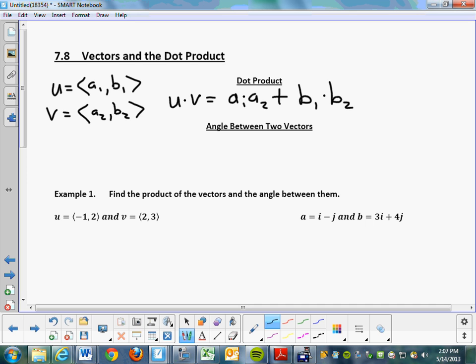It's hard to describe really why you would use the dot product until we see an application for it. And really the application comes when we want to try to find the angle between two vectors. And the angle between two vectors can be defined as follows. We'd have cosine of theta is equal to U times V, or their dot product, divided by the magnitude of vector U times the magnitude of vector V.